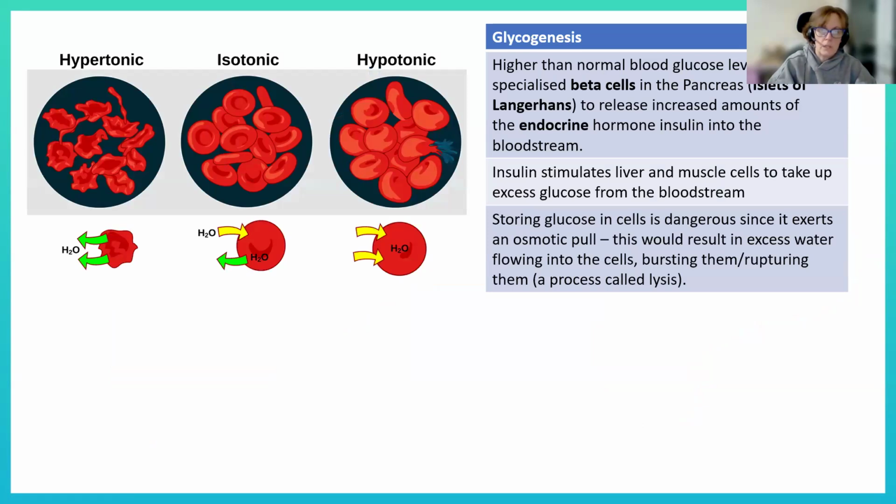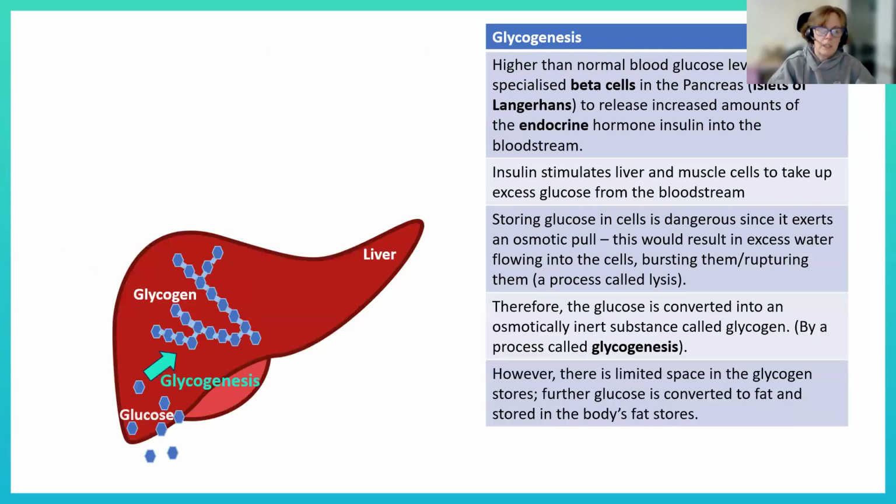And the reason it's stored as glycogen is because storing glucose in the cell is quite dangerous. It would exert an osmotic pull. We talked about this a bit last week. It would result in excess water moving into the cells. We showed it with the red blood cells, but it can cause the cells to rupture because it will pull the water in. The glycogen, however, doesn't.